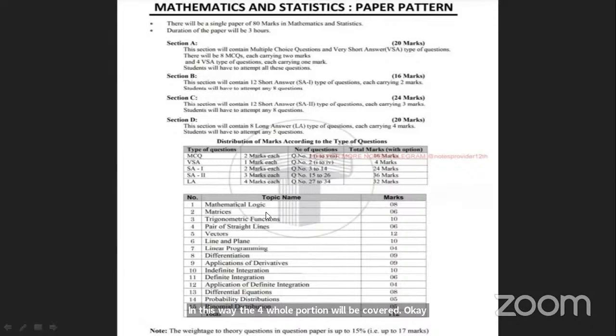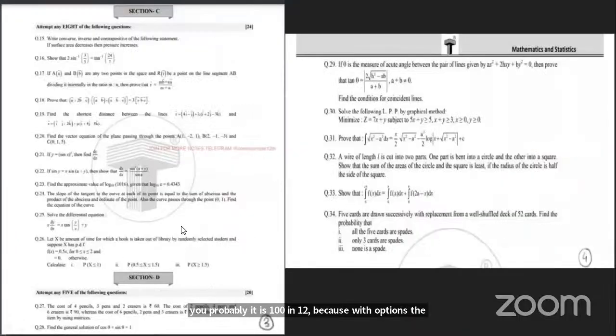Now I'm going to show you the topic names. If you want to take a screenshot of this, you can take it. Here you can see logic, with its options, 8 marks. So the weightage of the chapter matrices is 6, 10 in this way. And again, I am showing that the total is 112, because with options, the extra questions are there. So the total question paper will be of 112 marks.